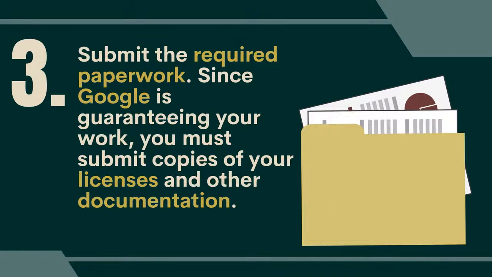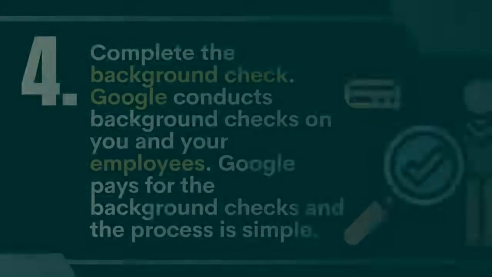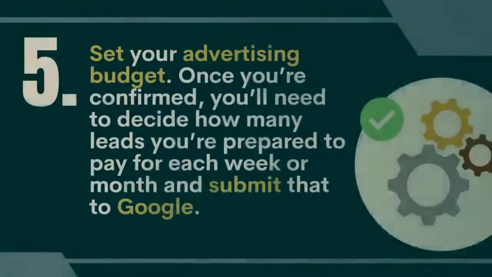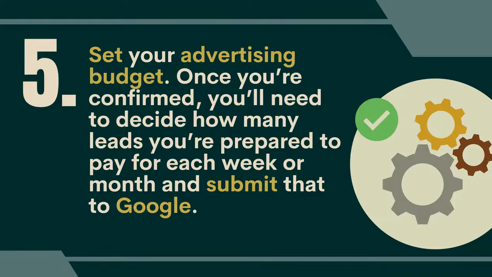Step number 3. Submit the required paperwork. Since Google is guaranteeing your work, you must submit copies of your licenses and other documentation. Step number 4. Complete the background check. Google conducts background checks on you and your employees. Google pays for the background checks, and the process is simple. Step number 5. Set your advertising budget. Once you're confirmed, you'll need to decide how many leads you're prepared to pay for each week or month and submit that to Google.